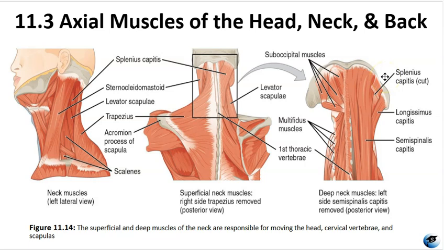Figure 11.14 shows the key superficial and deep muscles of the neck. These muscles facilitate a wide range of motions, including turning and tilting the head, flexing and extending the cervical vertebrae, and stabilizing or moving the scapulae. Together, they support head posture, enable complex neck motions, and assist with shoulder movements essential for upper body function.